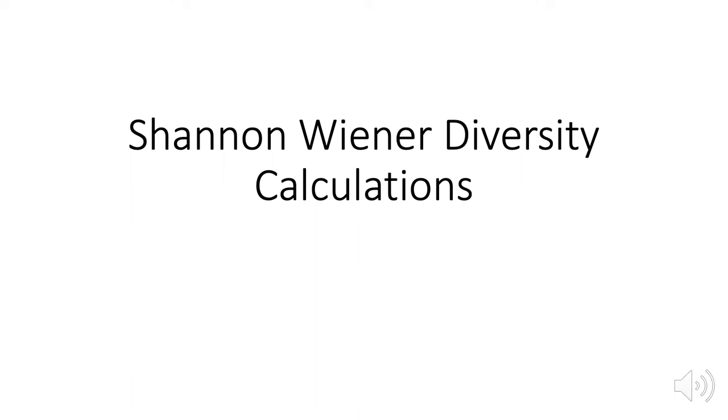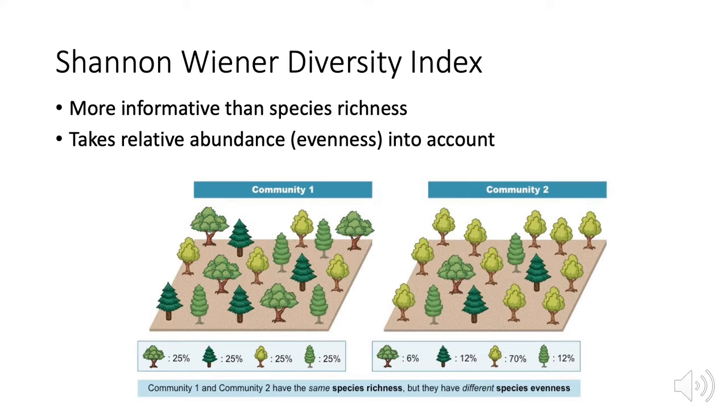Hello. Here we will learn how to do Shannon Wiener diversity calculations based on total counts and percent cover. Now, if you were to ask anybody how diversity is defined, they would most likely tell you it's the number of species you might see in a community. Number of species, also known as species richness, however, is not a really good measure of diversity.